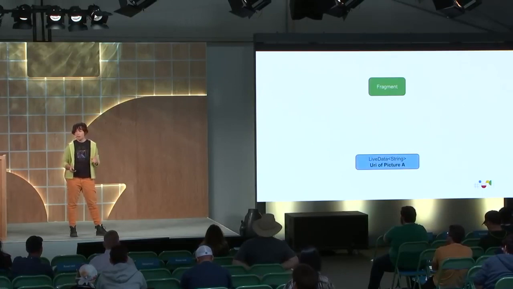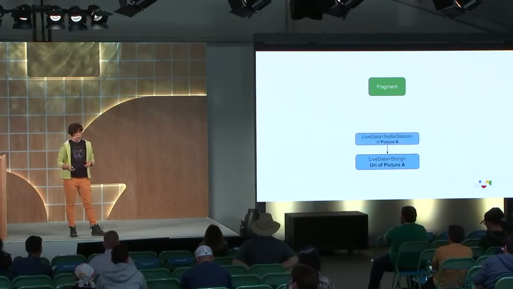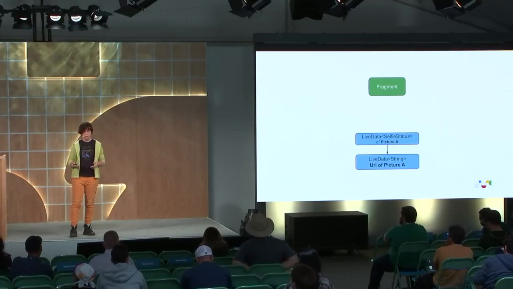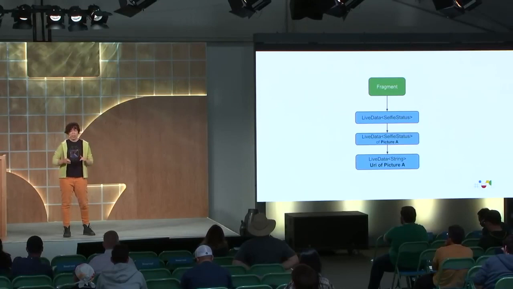So if instead I use switch map, I'm going to set up the logic this way. I'm going to have a live data, which is emitting the URI of the current picture that I've taken. So it's emitting live data A. And whenever a new URI is emitted, that's going to cause another live data to be created, which is a selfie status live data. And then I'm going to have the fragment not observe that live data directly. It's going to observe another live data, which is backed by the picture A live data.